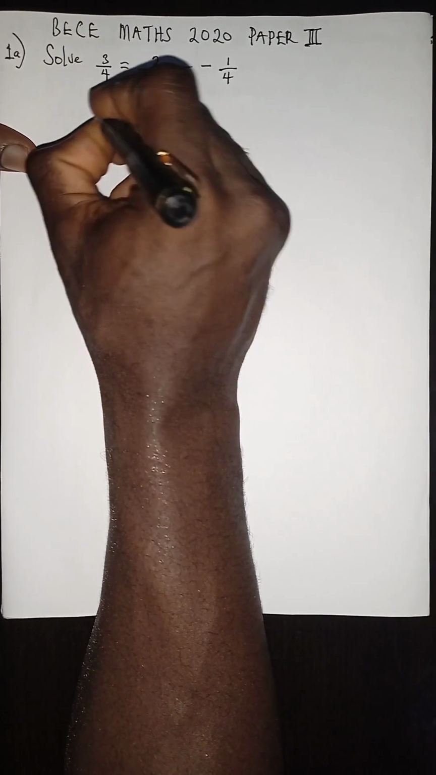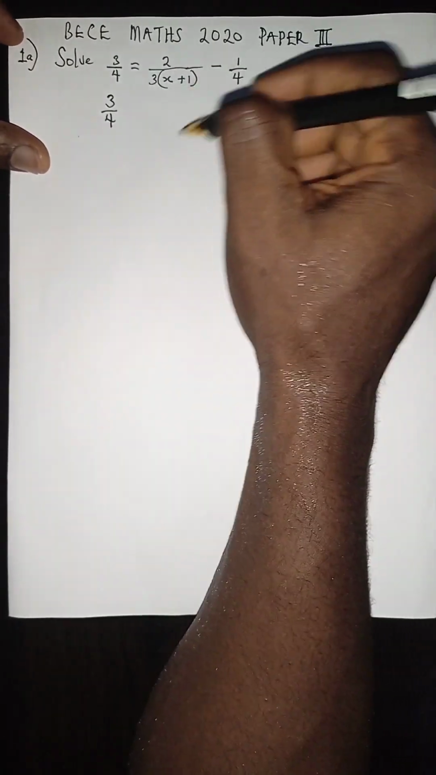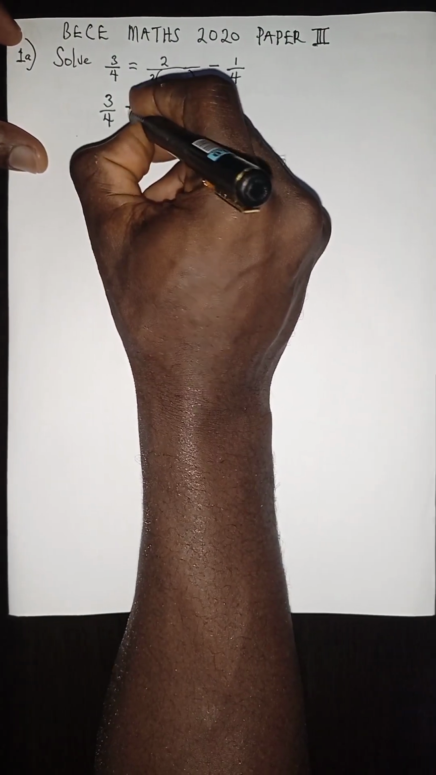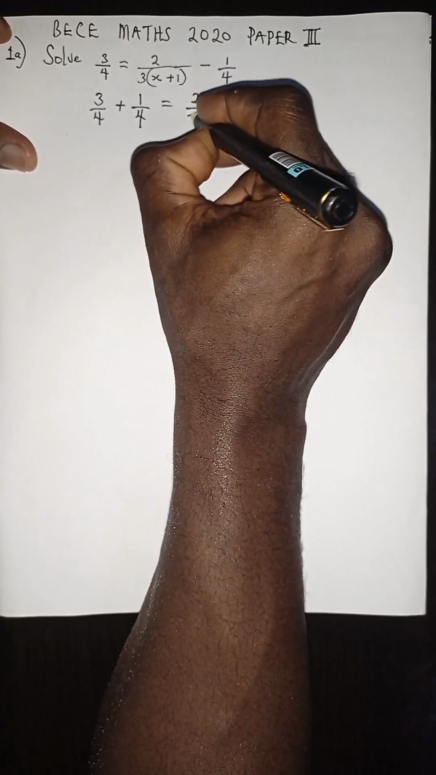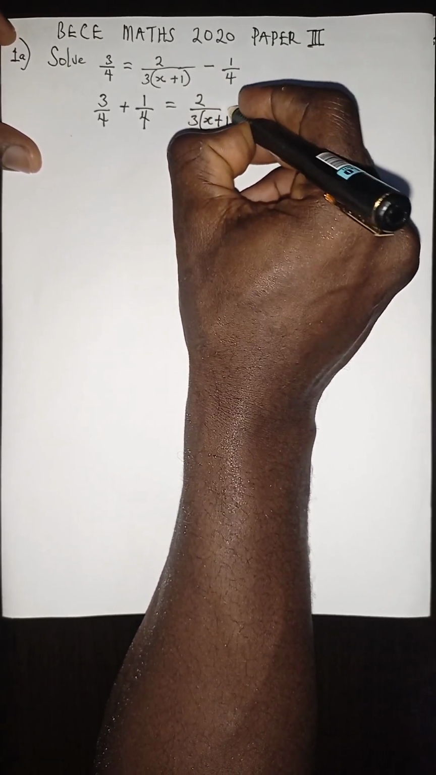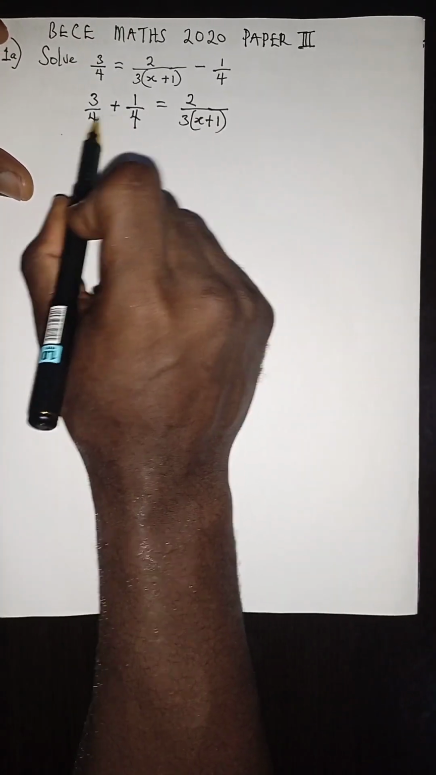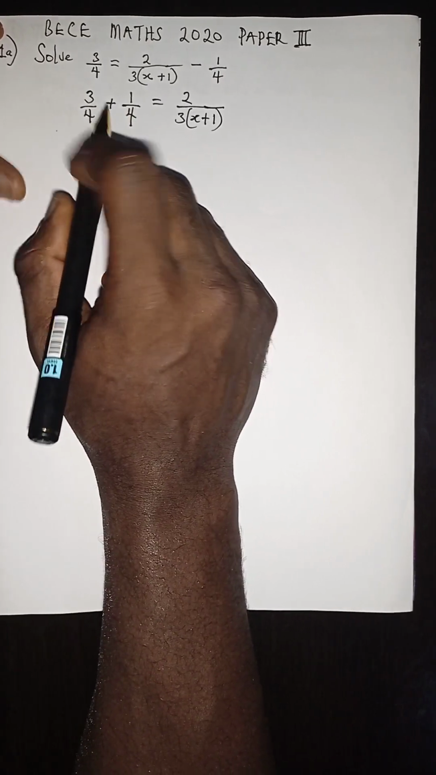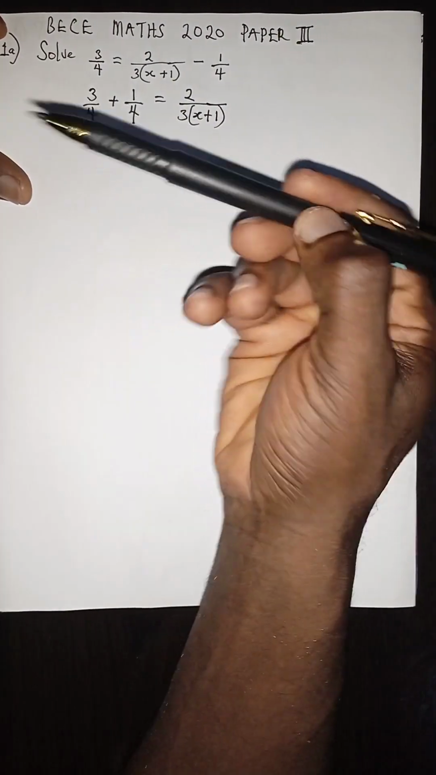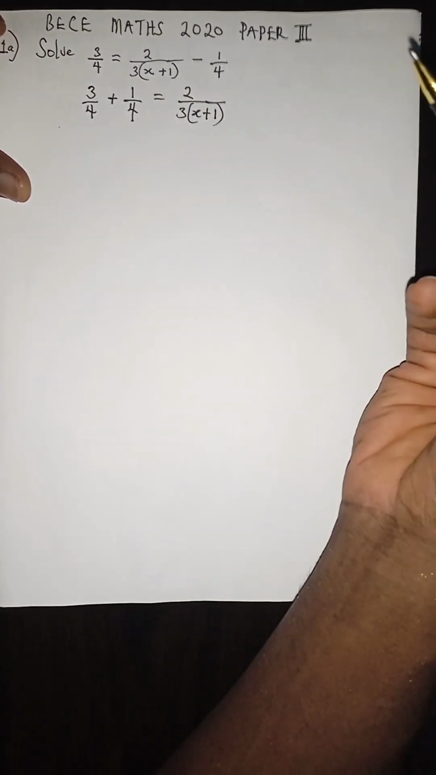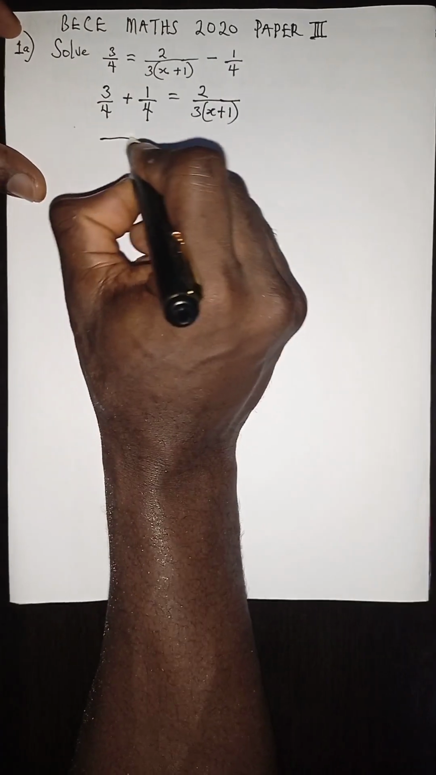So we have 3 over 4. Now this is negative 1 over 4. It crosses the equality sign and becomes positive. So this is 1 over 4. Then we have our 2 over 3 into bracket x plus 1. Then the next step is, this fraction is supposed to be solved easily by just adding up the numerators, but because in some cases you might be working with denominators that are different, I would rather show you the conventional way of doing it, which is to look for the LCM first.